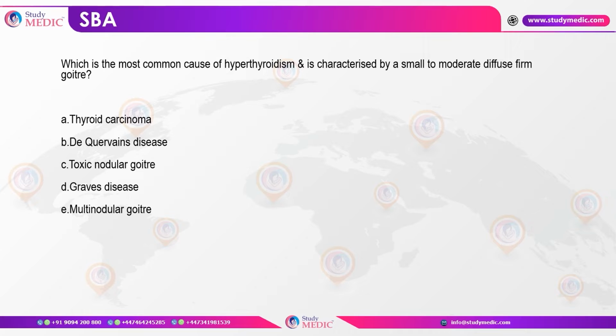Now the next common question that is asked is, what is the most common cause of hyperthyroidism? So remember, in pregnancy and overall, the most common cause of hyperthyroidism is Graves' disease. And what is it characterized by? There is a small to moderate goiter. So the most common cause of hyperthyroidism is Graves' disease, and it is an autoimmune disorder.